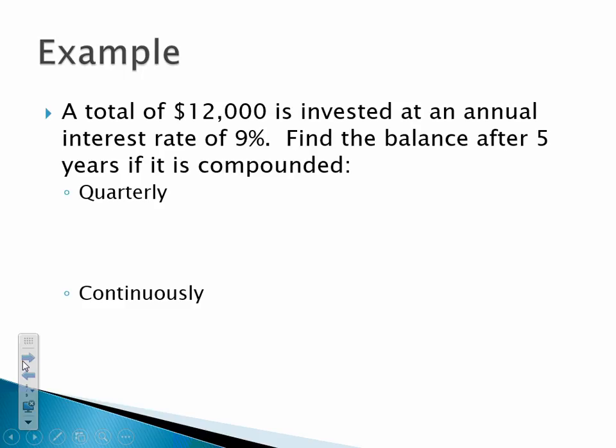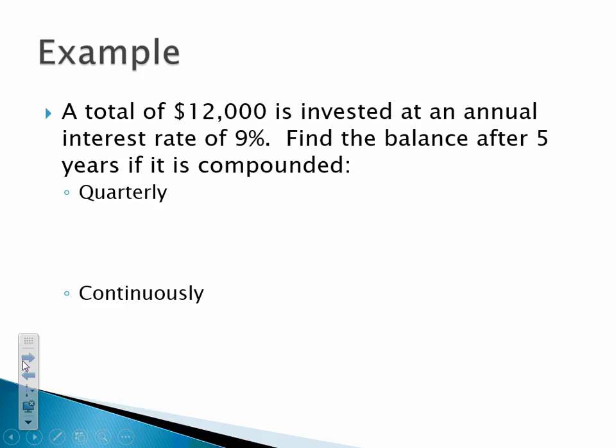And let's say we wanted to find the balance after 5 years. And we're going to look at this 2 ways. What if it was compounded quarterly, meaning it was compounded 4 times per year? And then we'll also look at what if it was compounded continuously. And if you have your graphing calculator handy, you might want to pull that out, because we are going to let our graphing calculator run the actual calculations for us. We'll just set up the work, type it in, and let magic happen.